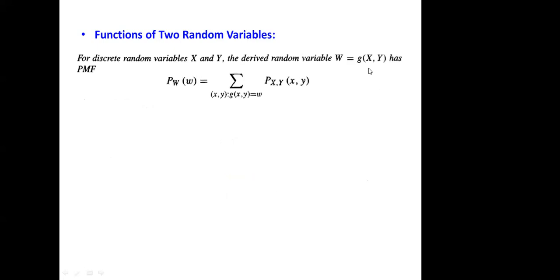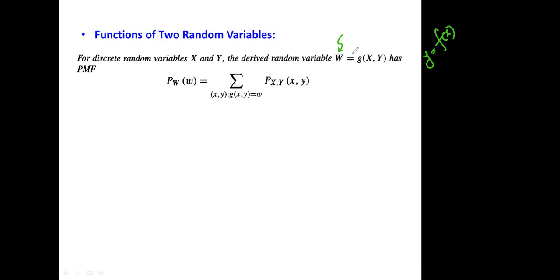I'm talking about the functions of two random variables. Remember one thing, when I'm talking about the functions of two random variables, this w is a function of two random variables. If you can remember, in a single random variable case, we talked about y equal to f of x. Y was a function of x. Then how do we find the PDF of y?